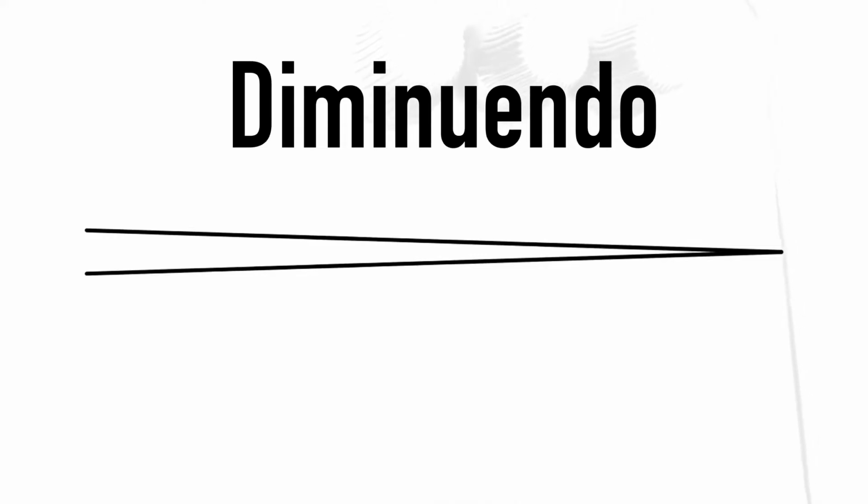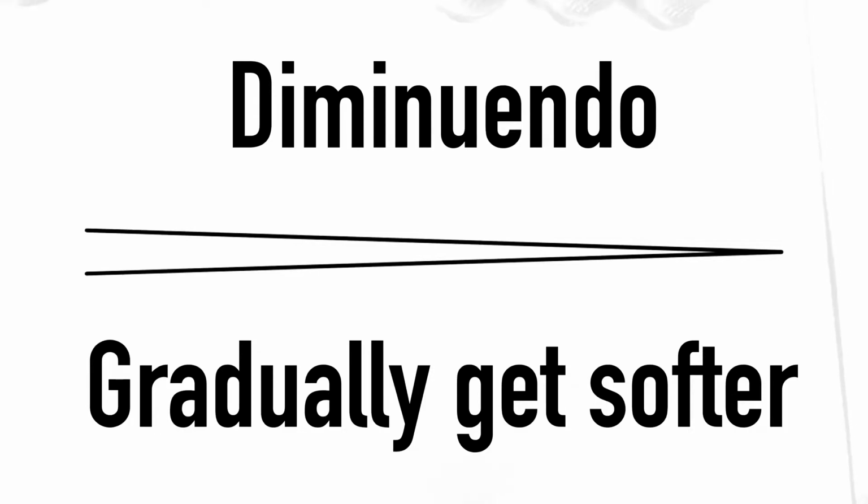The opposite symbol is called a diminuendo. It's the same symbol but the other way round. It starts off wide on the left and gradually narrows to a single point on the right. This tells the performer to gradually get softer.